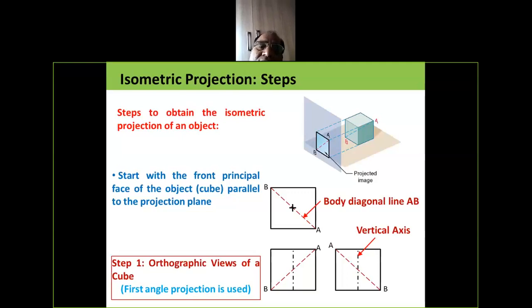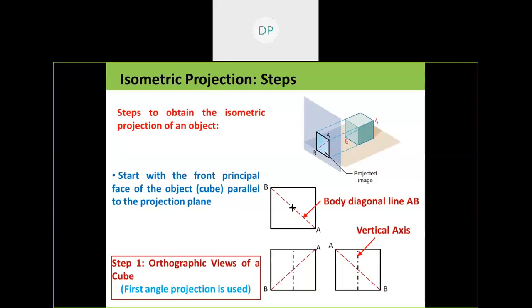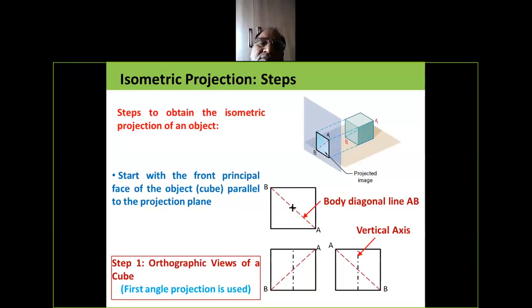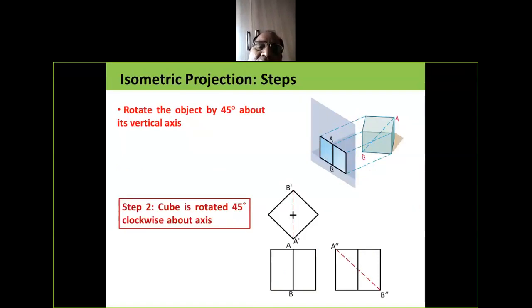Now, the steps for isometric projection. To start isometric projection, first of all, we draw the principal face of the object that is parallel to the projection plane. First angle projection is used, and the diagonal will be drawn.